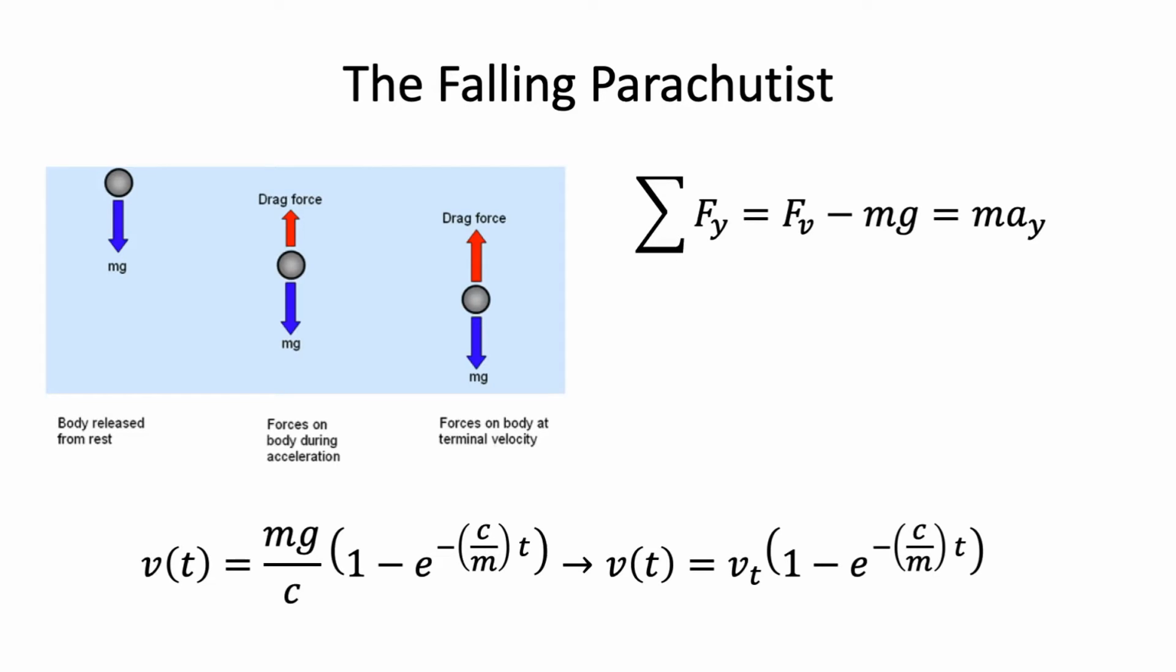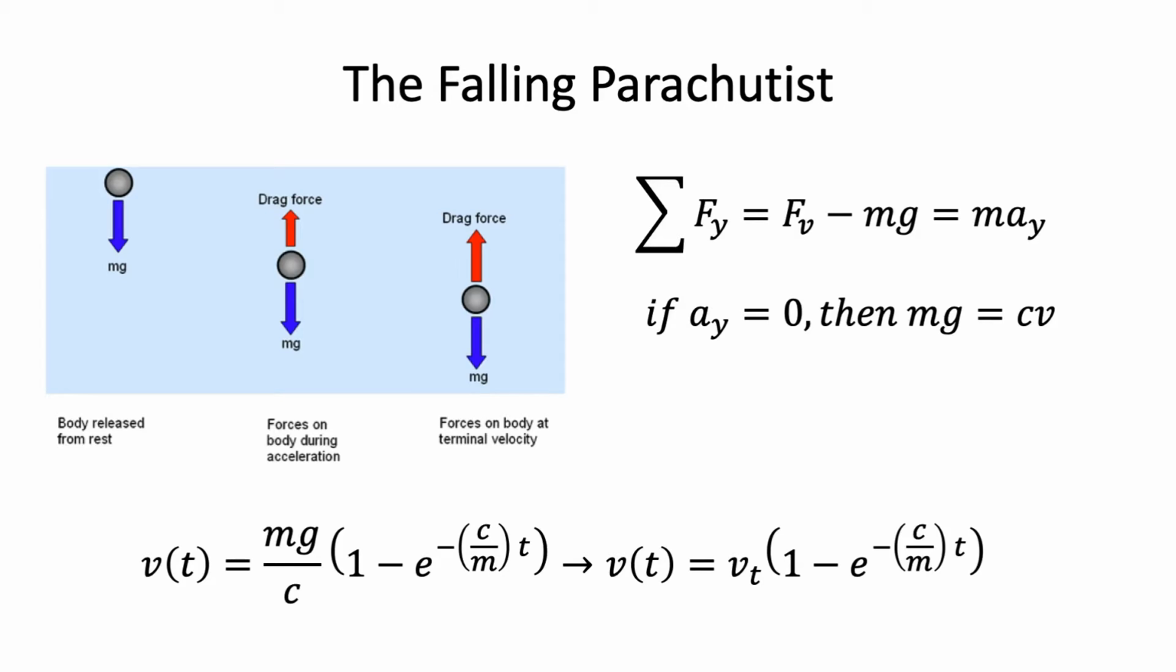Let's take a deeper look at the equations. Beginning with Newton's second law, we see that if we set the acceleration to 0, we can equate the weight with the drag force, giving us V is equal to mg over c.